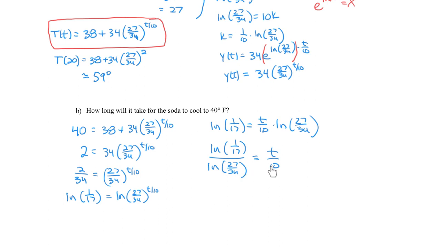All right, so from here we're almost done. I just need to get rid of this 10. So we do a little algebra, multiply this side by 10, which I can do as long as I multiply that side by 10. That cancels, and we'll finally get t equals natural log of 1/17 divided by the natural log of 27 over 34 times 10. And if you punch that in your calculator, you will get right around 123 minutes.